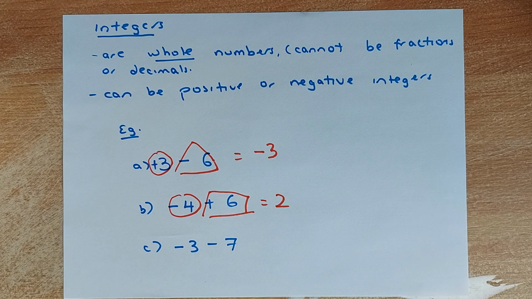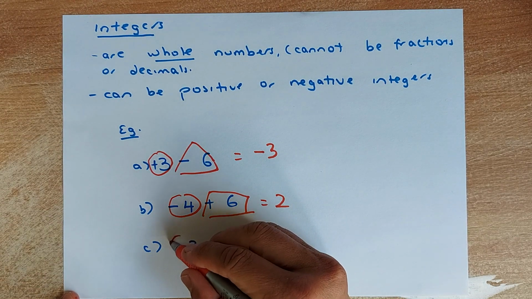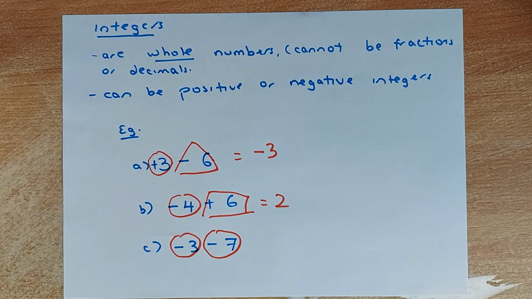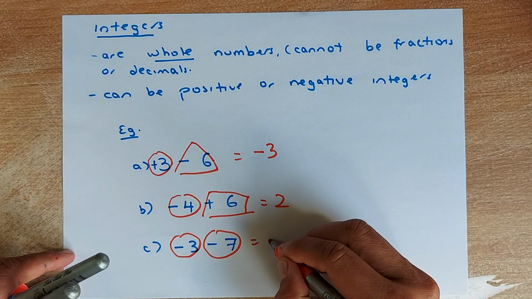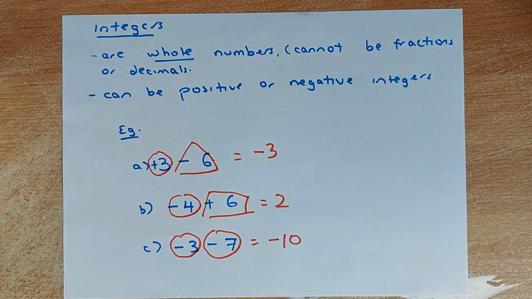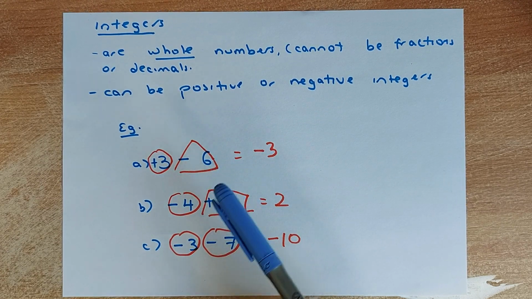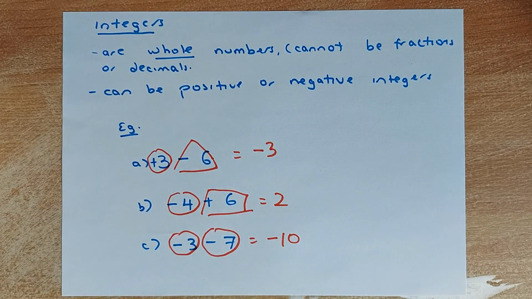Now we're going to do something slightly different. If you have a -3, and then you spend another -7, so you spend $3 on something, and you spend another $7 on another thing, so you are in deficit of -$10. So that is how you add and subtract integers. Just remember, the minus belongs to the number after it, and the plus belongs to the number after it. Same for the other 3 examples.